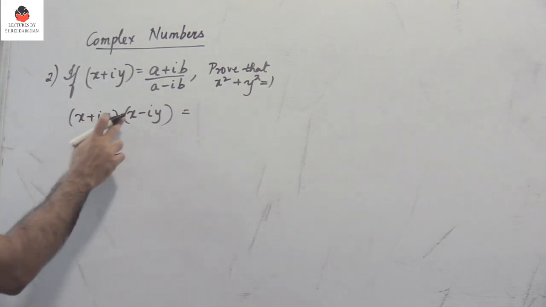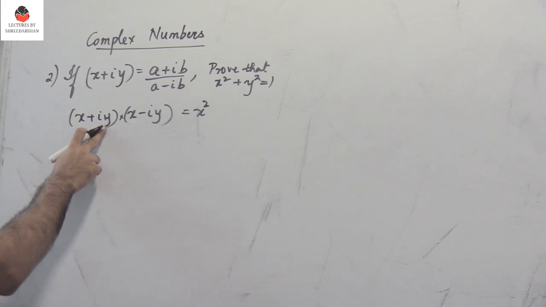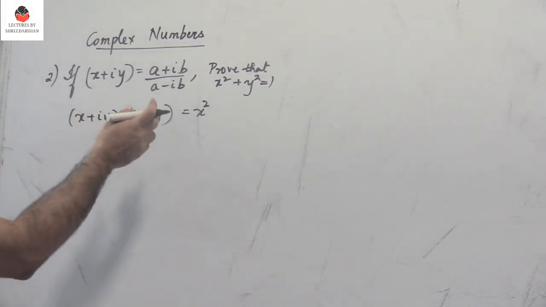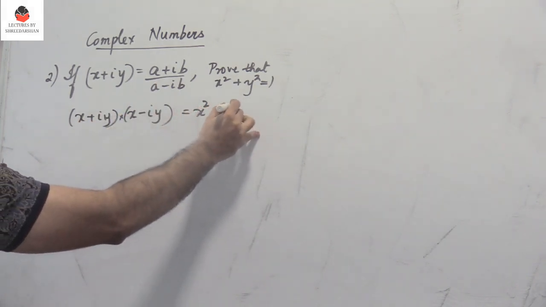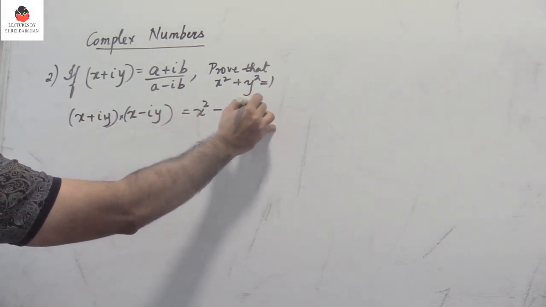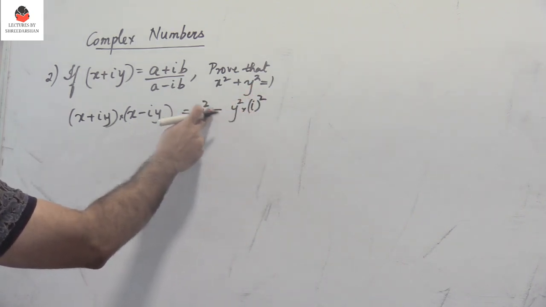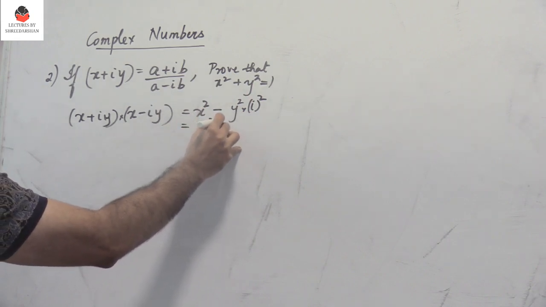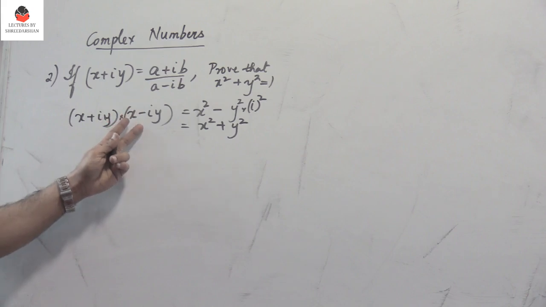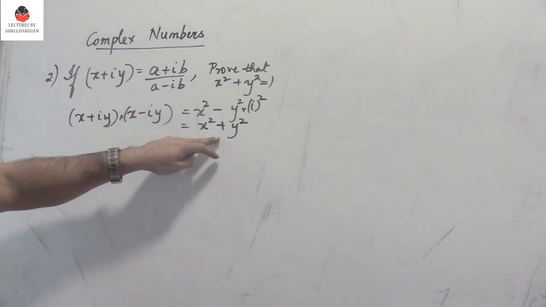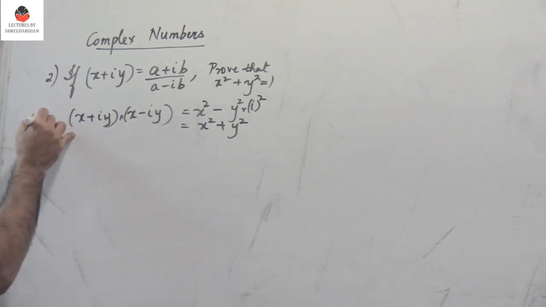When I multiply this, I get x square. This is of the form (a plus b) into (a minus b), so the expression is a square minus b square. So x square minus y square into i square. i square is minus 1, so minus into minus is plus. So we get x square plus y square. So x plus iy into its conjugate is going to give me x square plus y square, right? So this is LHS.